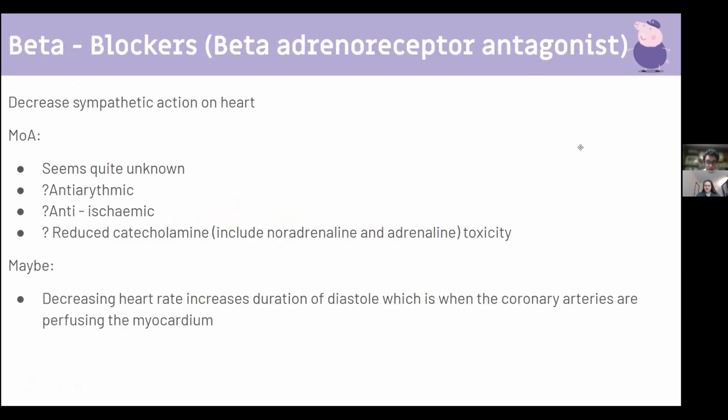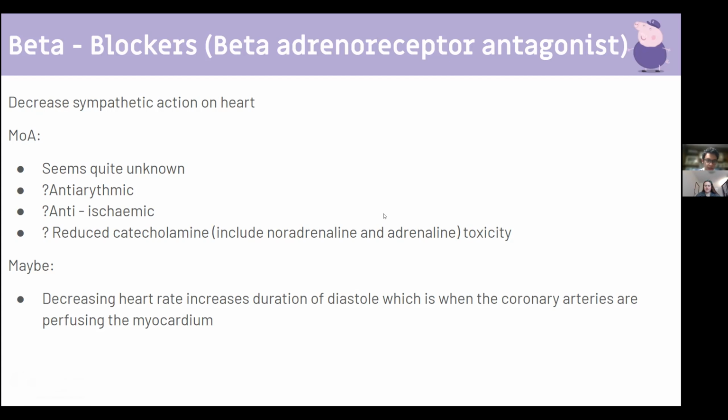Now we're going to talk about a drug class called beta blockers, which hopefully you're the most familiar with. They decrease sympathetic action on the heart. The mechanism of action is relatively unknown. They could have an anti-arrhythmic effect, could have an anti-ischemic effect, could have reduced catecholamines. Remember, catecholamines are like your noradrenaline, adrenaline, and it can reduce the toxicity of those.